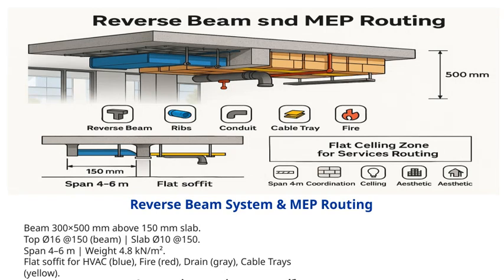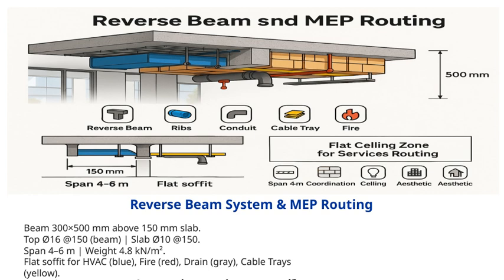Let's take a closer look at the reverse beam system and how we route the MEP services. The beams are typically 300 by 500 millimeters and are positioned about 150 millimeters above the slab. This height allows us to efficiently integrate the various services without compromising structural integrity. The top reinforcement consists of O-16 bars spaced at 150 millimeters around the beam, while the slab itself is reinforced with O-10 bars also at 150 millimeters.